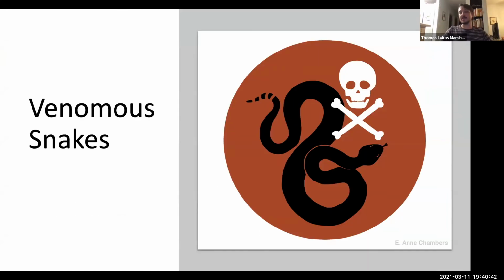So all of the snakes that we've talked about so far are non-venomous, or at least if they have some venom, they're not considered harmful to humans. But the next snakes that I'm going to talk about are the 6 species that I mentioned earlier that are venomous in Texas, in central Texas.